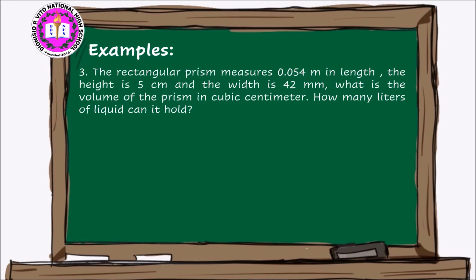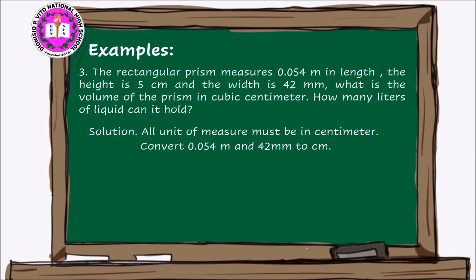Next example. The rectangular prism measures 54,000 meter in length. The height is 5 centimeter and the width is 42 millimeter. What is the volume of the prism in cubic centimeter? How many liters of liquid can it hold? So for our solution, all units of measure must be in centimeter because that is the smallest unit. So we're going to convert 54,000 meter and 42 millimeter to centimeter.